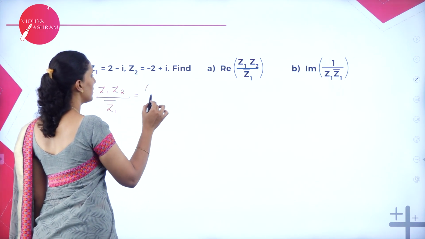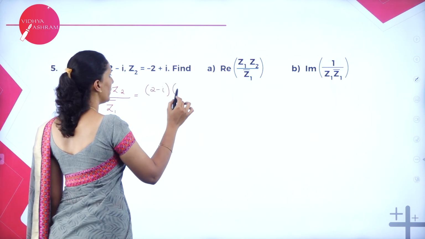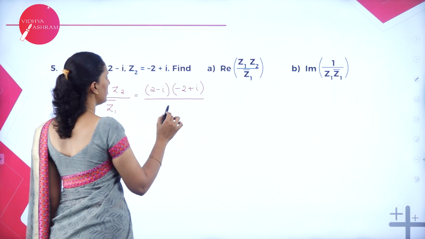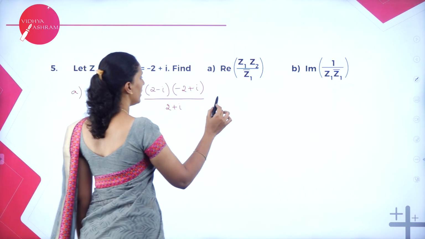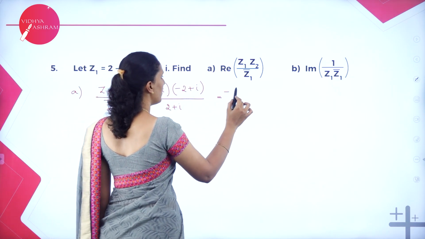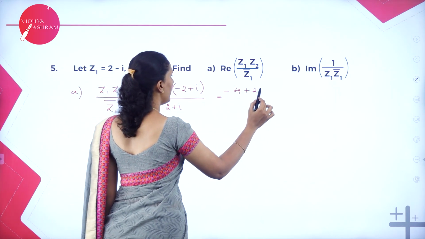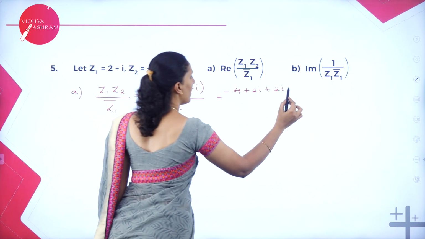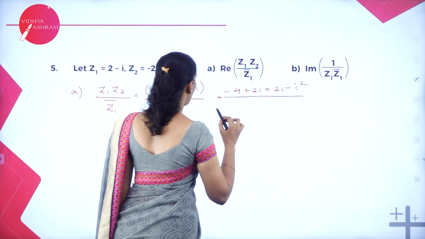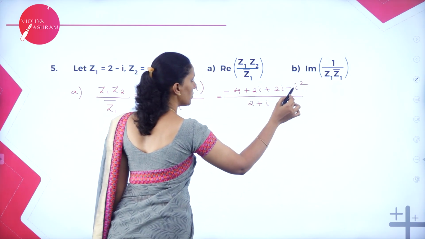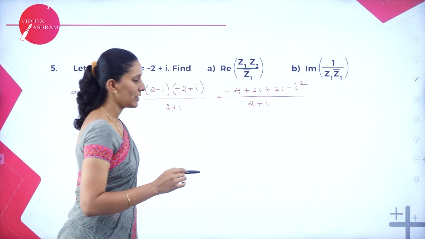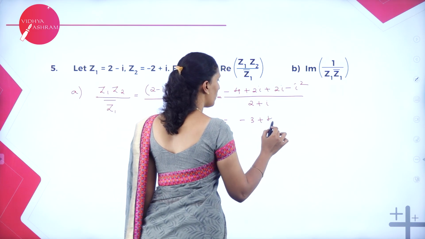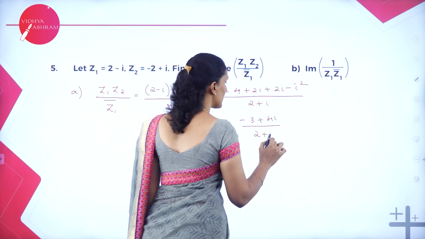So z1 is 2 − i, z2 is −2 + i, whole divided by the conjugate of z1, which is 2 + i. So here we have 2 times −2, which is −4, plus 2i. Next we have plus 2i. Next we have −i² whole divided by 2 + i. So i² becomes −1. So −4 + 1 is −3 + 4i divided by 2 + i.